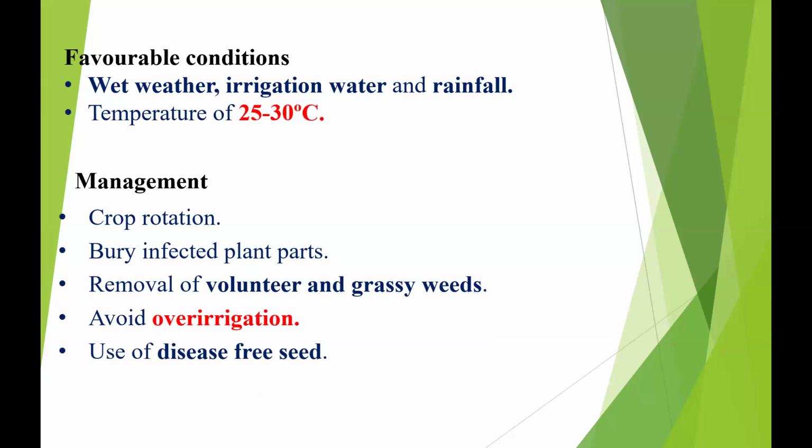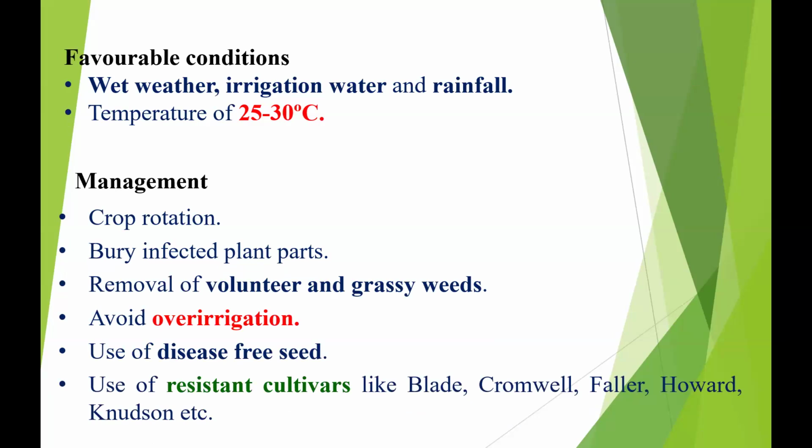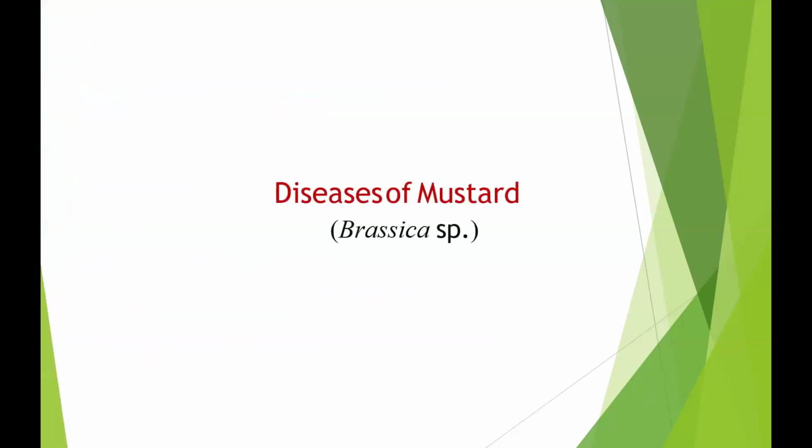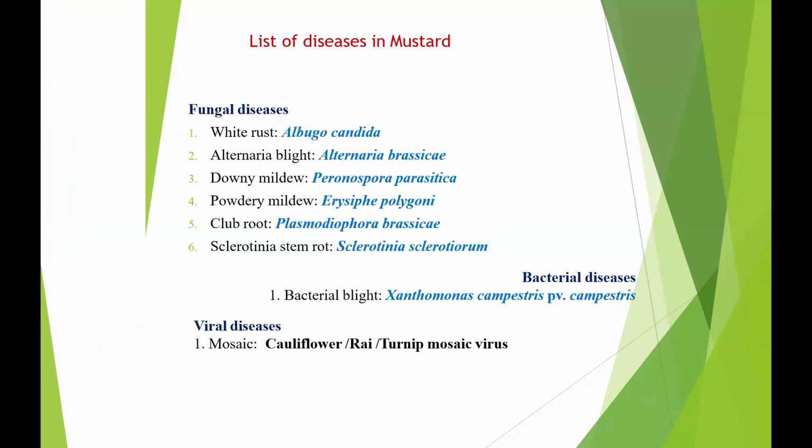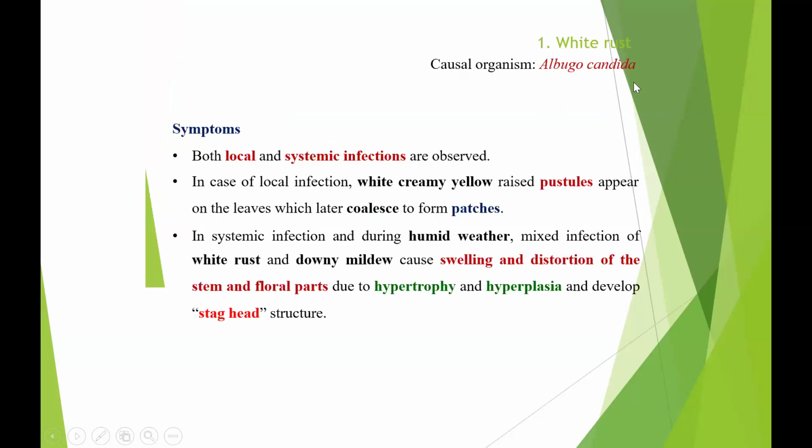Management is by crop rotation, removing the volunteer and grassy weeds and infected plants, avoiding over irrigation, use of disease free seeds and resistant cultivars like Blade, Cromwell, Faller, Howard, and Knudson. Then the mustard, and these are the list of diseases in mustard. White rust, alternaria blight, downy mildew, powdery mildew, club root, and sclerotinia stem rot are the major fungal diseases. Bacterial blight and viral diseases like mosaic can also be seen in the mustard crop.